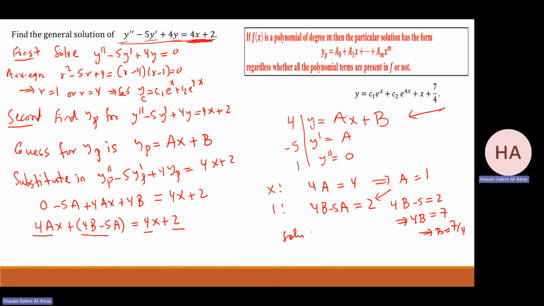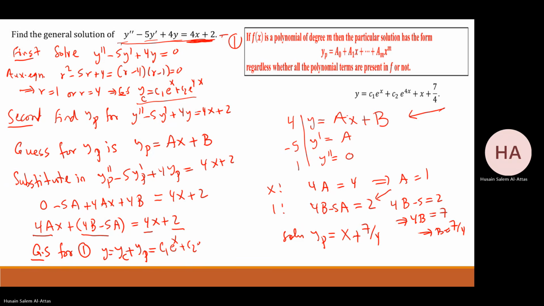So it will be my solution, which is Yp. Ax, so it will be x plus 7 or 4. So it will be my general solution for 1. Let me call this one. For 1, Y will be yc plus yp. And what is yc? This is my yc for x. And what is my yp? This is my yp. And that will be my solution. Which is clear.